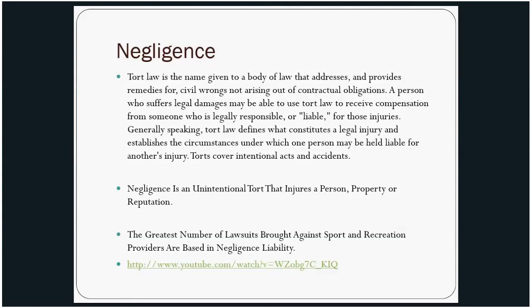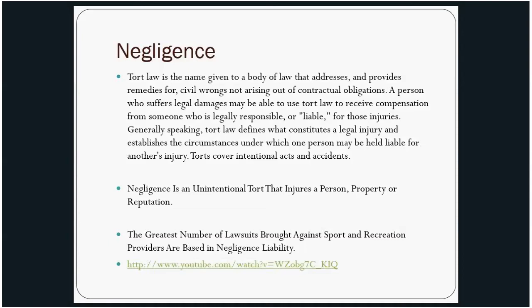Negligence is a name given to a body of law that addresses and provides remedies for civil wrongs not arising out of contract obligations. A person who suffers legal damages may be able to use tort law to receive compensation from someone who is legally responsible or liable for those injuries. Generally speaking, tort law defines what constitutes a legal injury and establishes the circumstances under which a person may be held liable for another's injury. Torts may cover intentional acts and accidents.